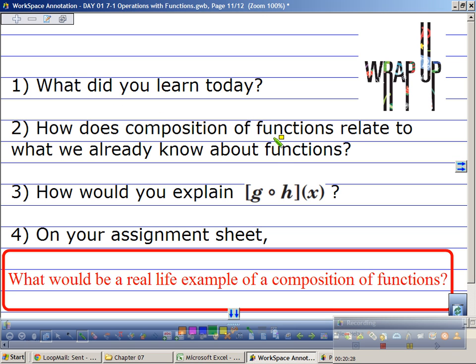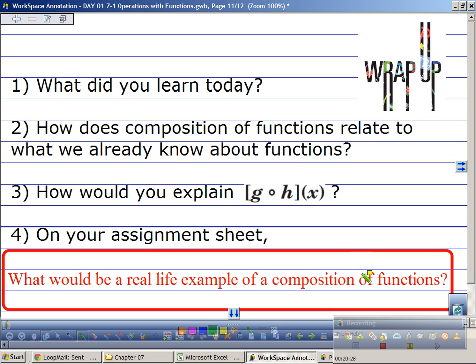All right, how does composition of functions relate to what we already know about functions? What are we doing? What about today is the same as what you already know how to do? No, you're just substituting in for x, right? Just getting a little more complicated. How would you explain this one right here? Okay, I hear a lot of things. I hear with respect, I hear you work in to out, right? We're talking about a function after this one occurs, right? So h of x occurs first, then we use that value for g of x.